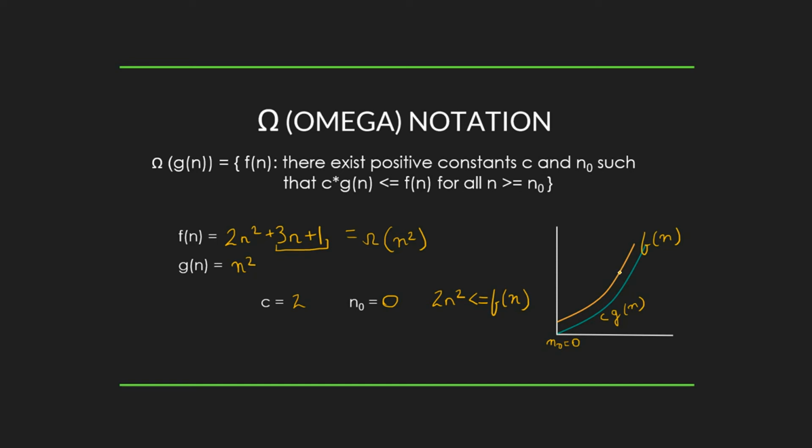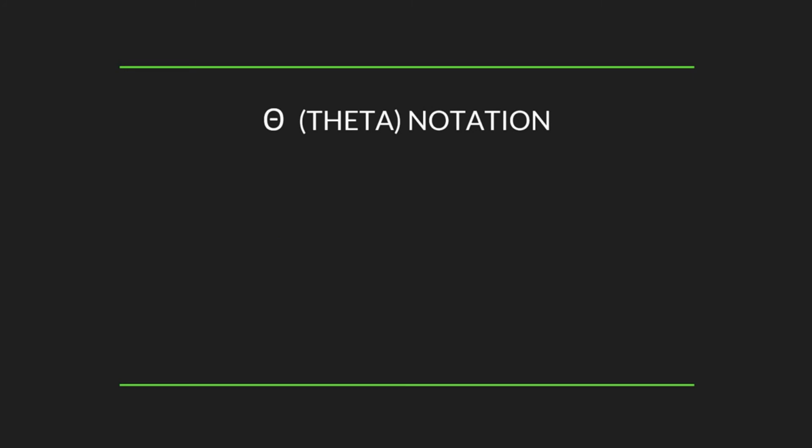The next is the theta notation. The theta notation bounds a function from above and below. It consists of all the functions that lie in both big O and omega expression. It represents the average case of an algorithm's time complexity.